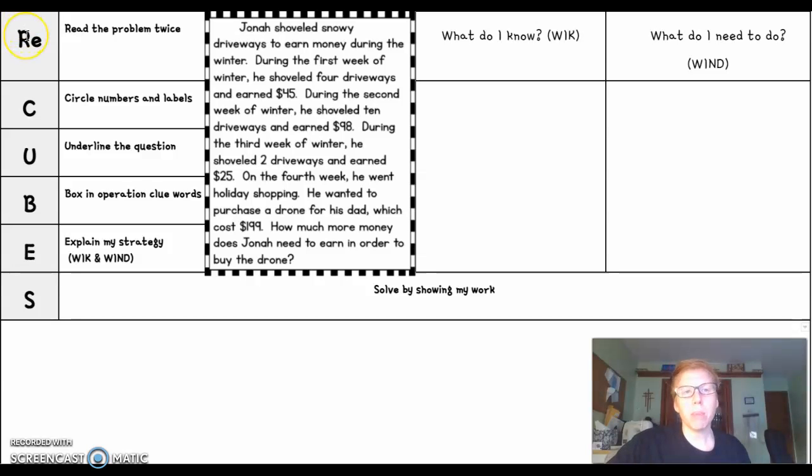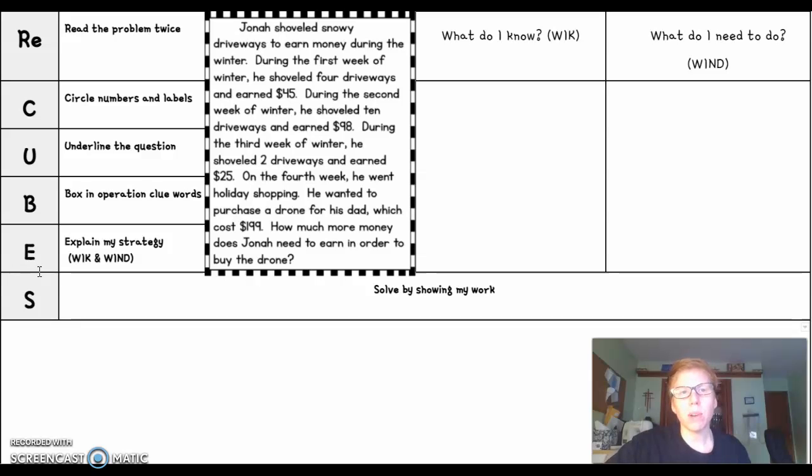First step is we're going to read the problem twice. Then we will circle the numbers and labels. We will underline the question, box in the operation clue words. We will explain our strategy, and then we will solve by showing our work. All right, so let's start by reading this problem twice.